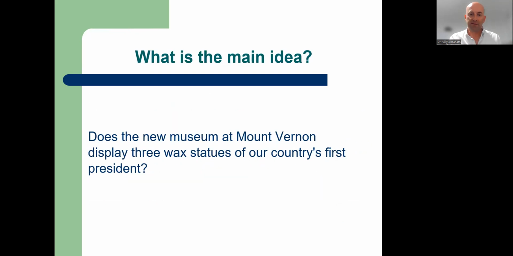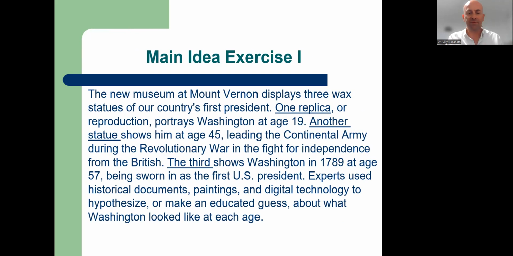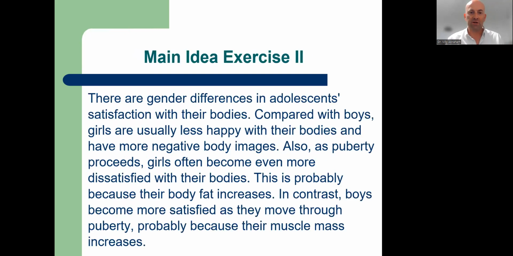Now, if you go back to the paragraph and you read the sentences after the first one, right? You look at the second sentence, the third, fourth, fifth, etc. If they answer the question, they say, yes, Mount Vernon displays 3 wax statues, then bingo, you've put your finger on the right sentence, which is the main idea. All right, let's do another example.